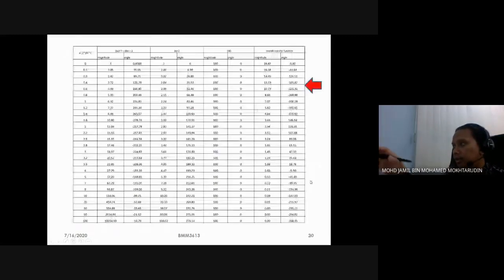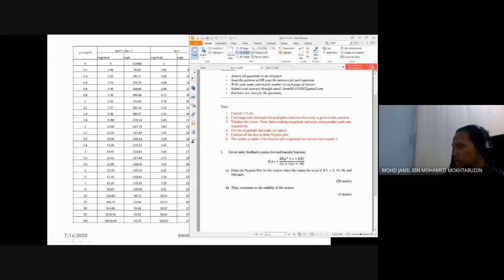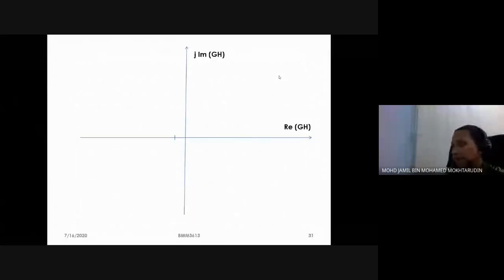Okay, so in this example, it uses a variety of range for frequency. But if you look at quiz 14, you are already given the frequency values that you need to calculate the magnitude and angle. Then you calculate all the magnitude and angle for each of the zeros and poles, and then find the overall transfer function. And after you make the table, you can plot them in the S-plane.